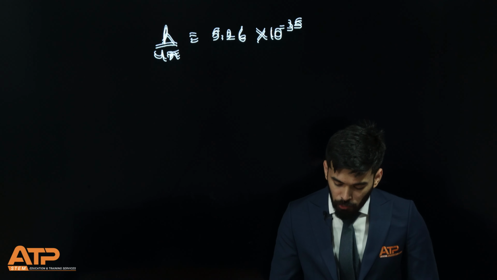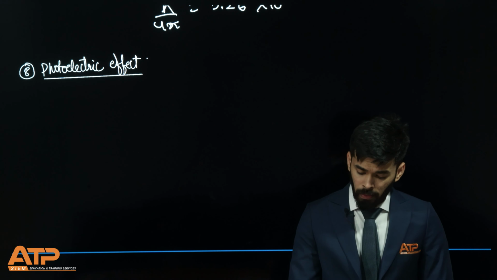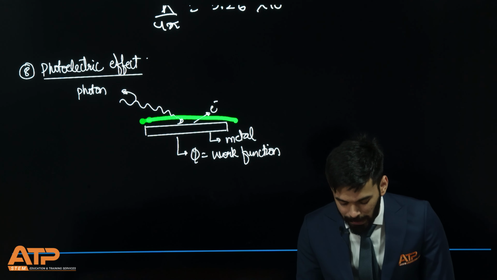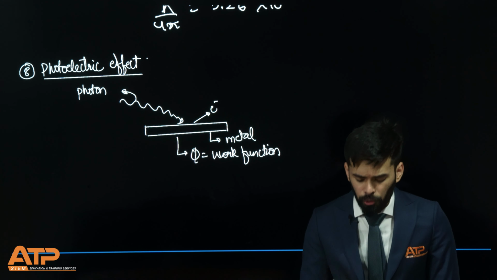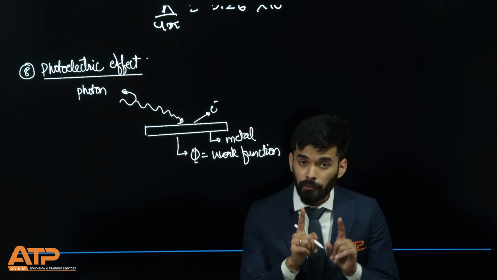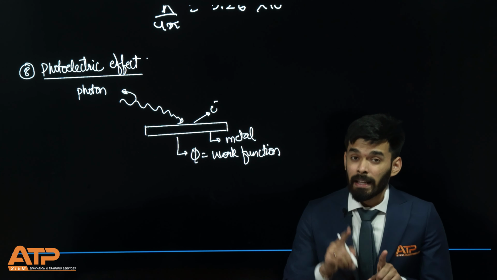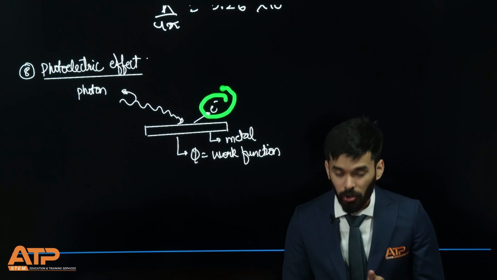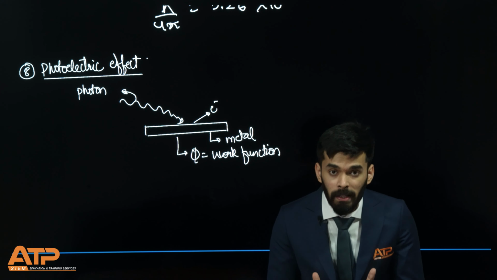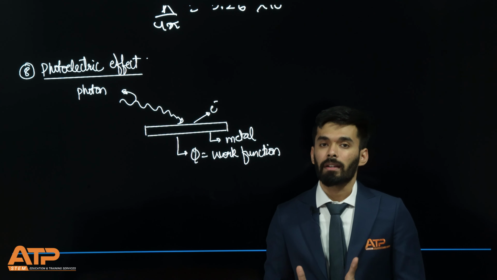Let's move ahead to photoelectric effect. So in photoelectric effect, what do we do? We take a piece of metal and we strike a photon to this piece of metal, and if the photon has sufficient energy, it results in emission of an electron. This electron is called photoelectron, and this phenomenon is called photoelectric effect.